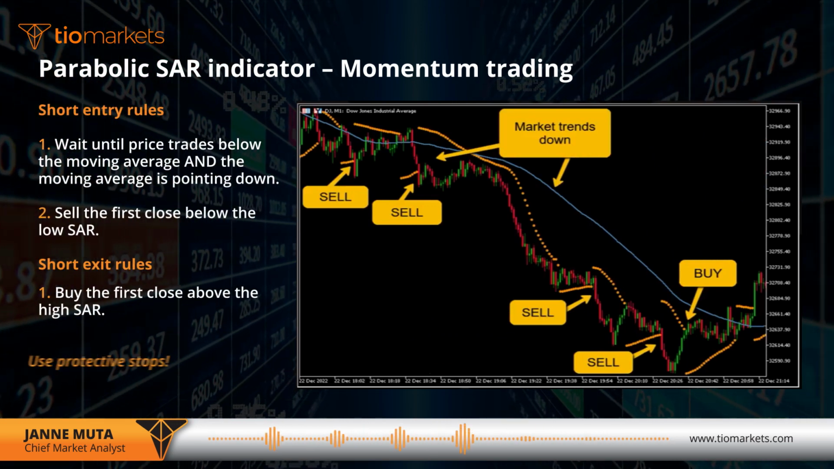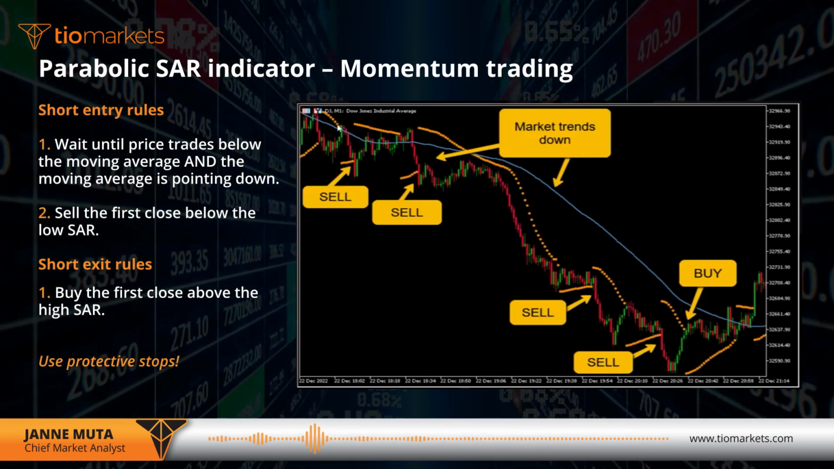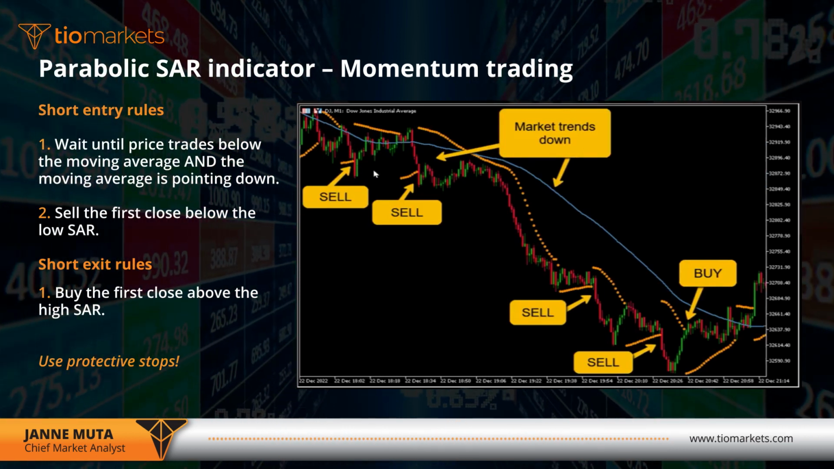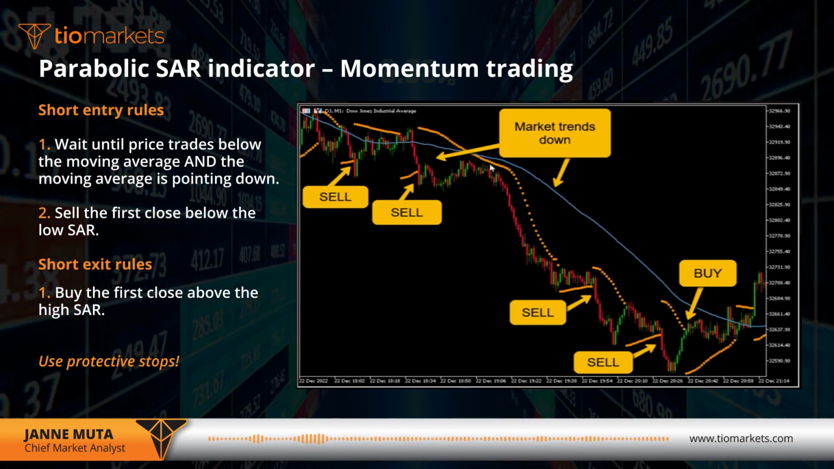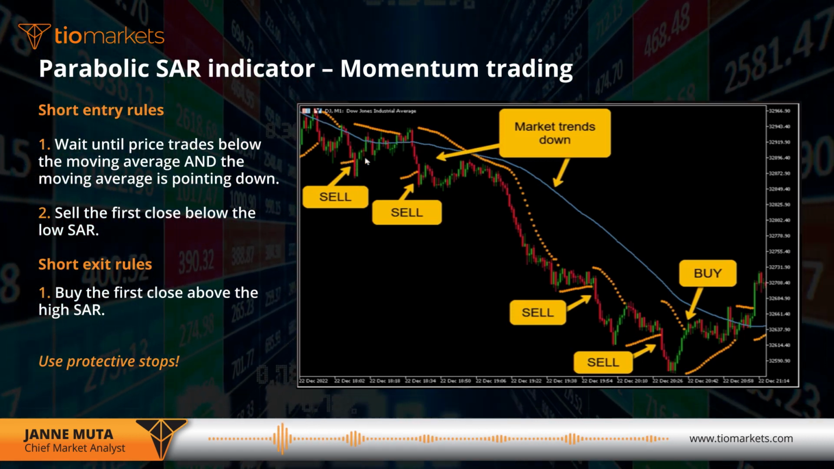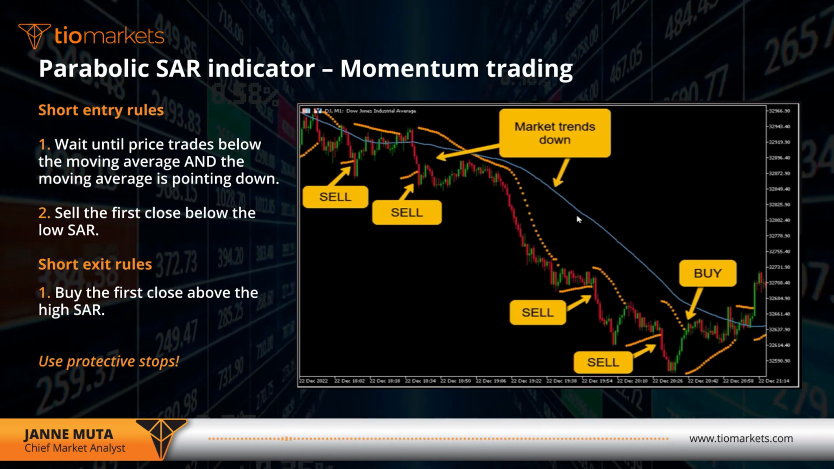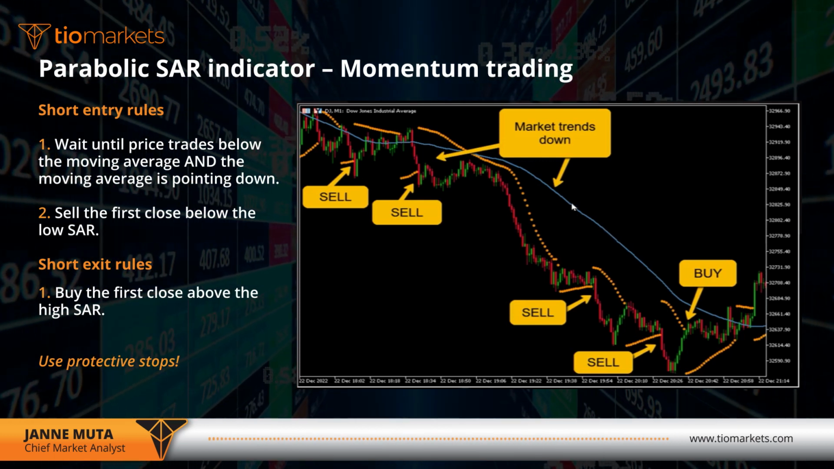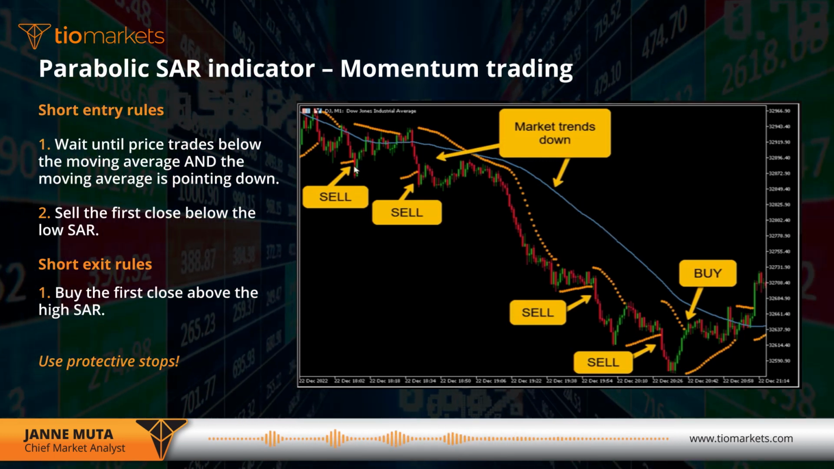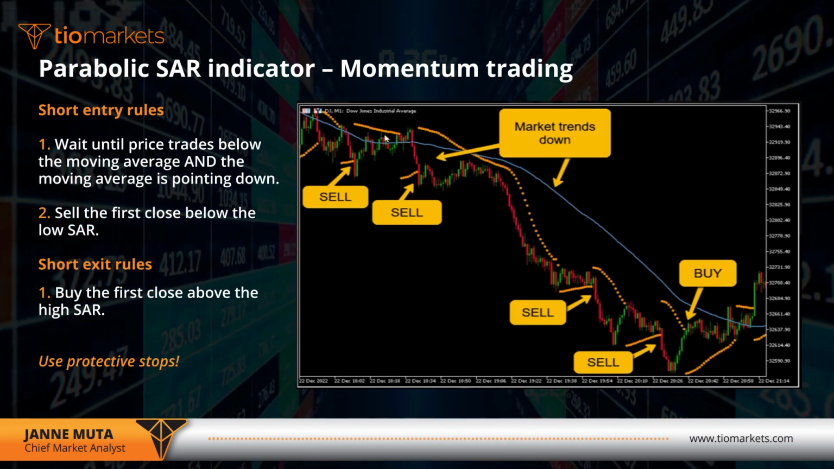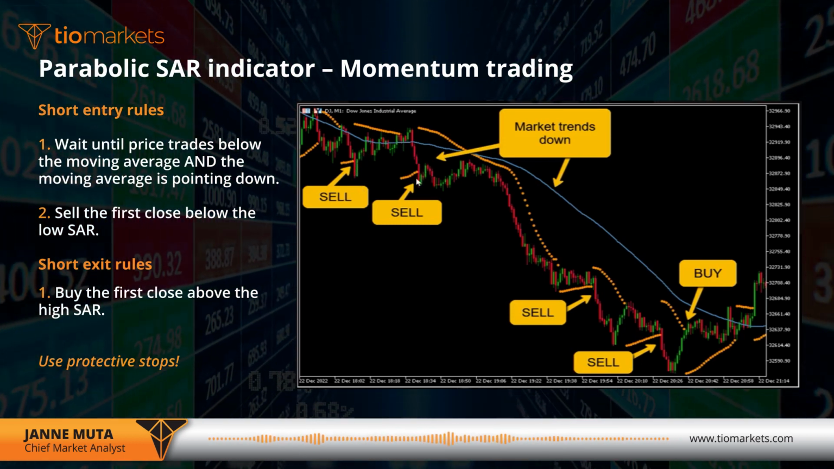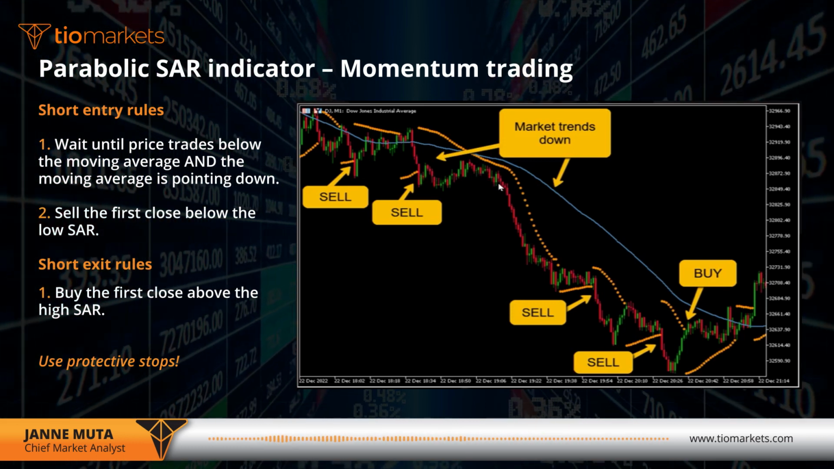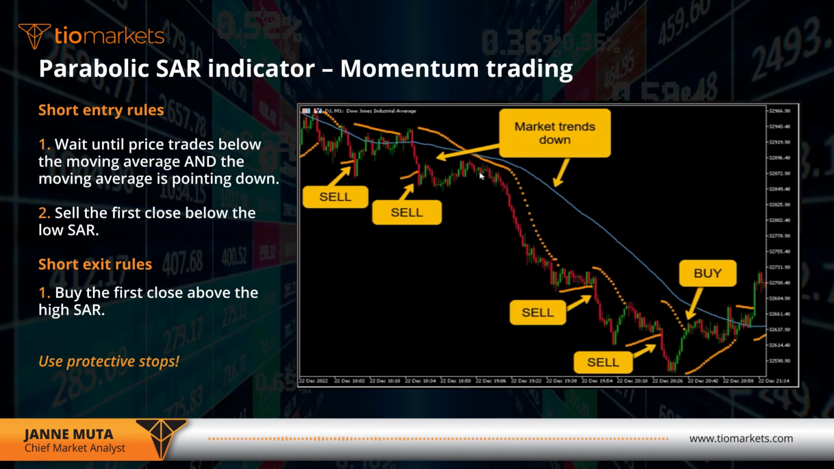And then the short entry rules: we wait for the market to trend down. Here we have the price moving below the moving average most of the time, and the moving average points to the downside. Then the first sell signal comes when the market closes below the low SAR. Here we have a sell signal that wasn't great. The market then moved higher. And then the next one was a little better. The market moved sideways until it then collapsed. But notice here there was no exit signal.